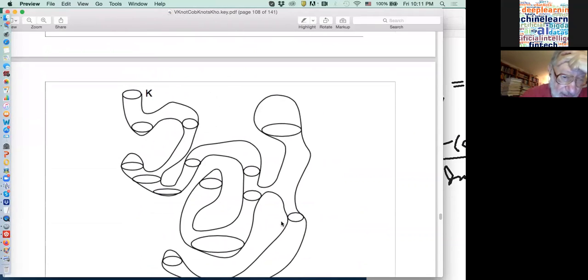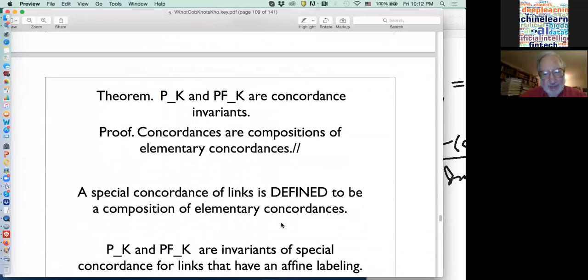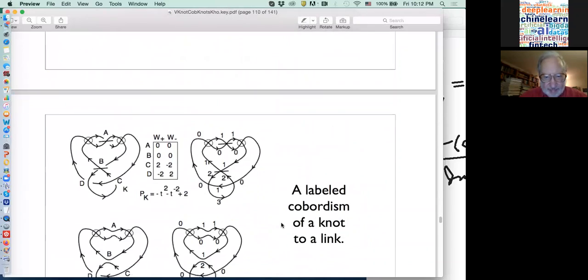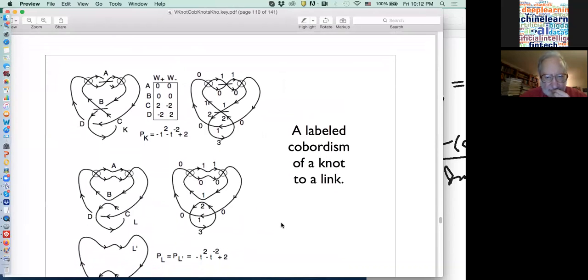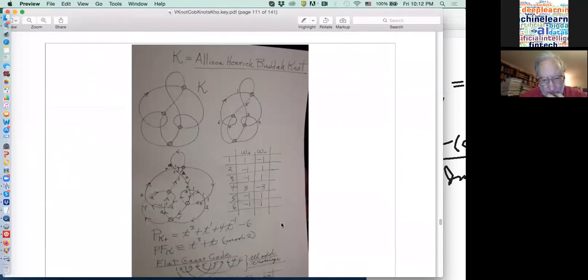And in general, a concordance between two things looks like this. So you will see a lot of these basic elementary exchanges happening: births, saddles, cancellations. So that's a sketch of the fact that PK and the flattened one are concordance invariants. I'm looking for an example or two to show you.